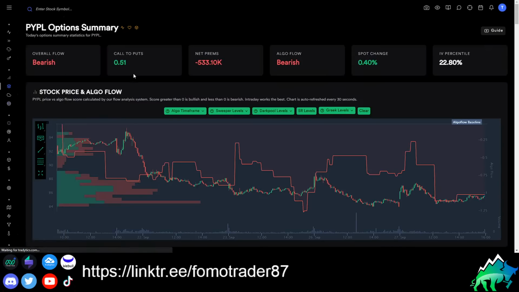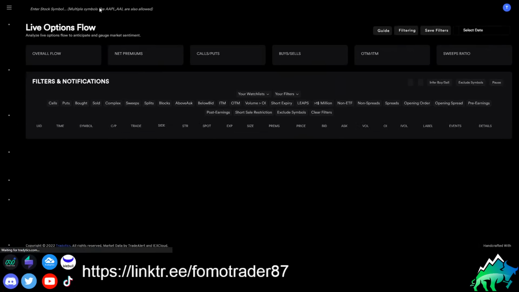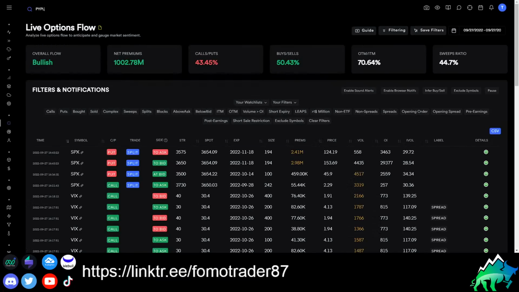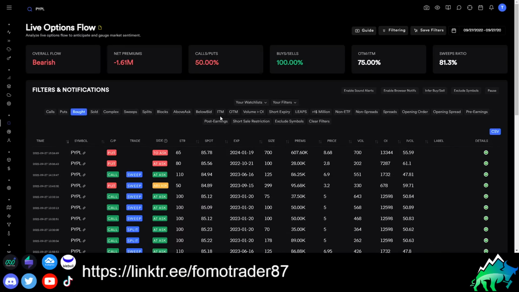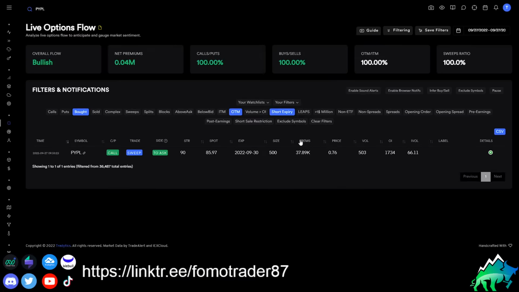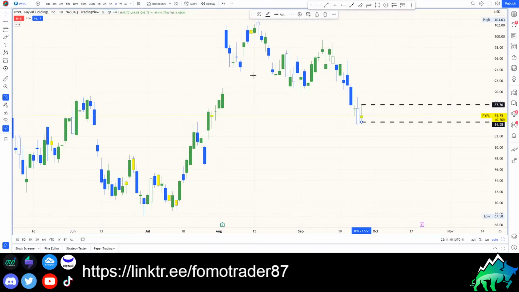So then the next thing I would want to do is come over here to the live flow, and I want to search for PayPal. Then I want to look at bought contracts that are out the money with a short expiration. I also want non-spread turned on. The only thing that pops up with those filters is PayPal $90 calls expiring 9:30. Somebody spent about $38,000 on that. So this might be something to look into here. A break to the upside.